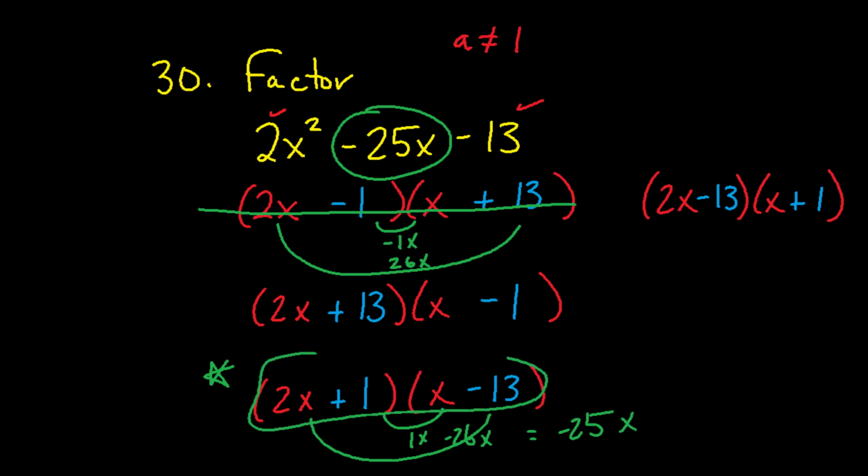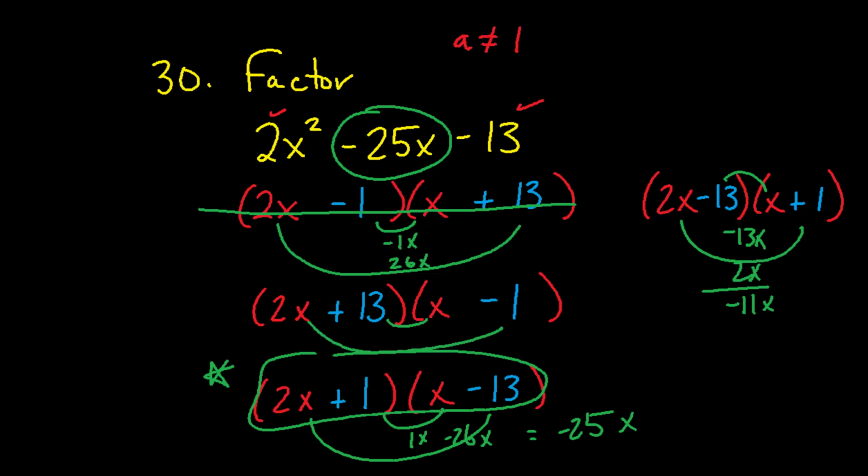If you tried these others, they will not work. You have negative 13x and positive 2x, which adds up to negative 11x. And on this one, you'd have 13x minus 2x, which would add up to 11x. So the correct factorization is the binomial 2x plus 1 times the binomial x minus 13.